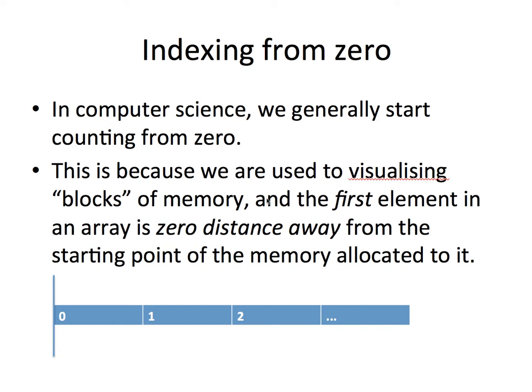Okay? So another way to visualize it is in terms of the memory blocks that we allocate to an array. So if the start of the block is denoted by this line here, then the first element in the block of the array is 0 distance away from the starting point. So if this is our first element here in the array, if this is the starting point, then this first element is located 0 distance away from the starting point. So it gets the index, or location, if you like, of 0.